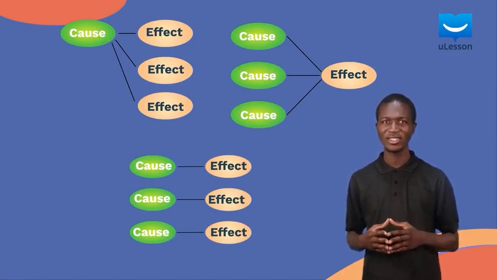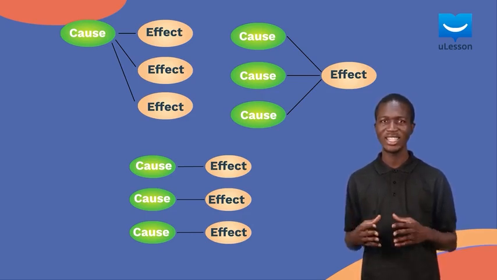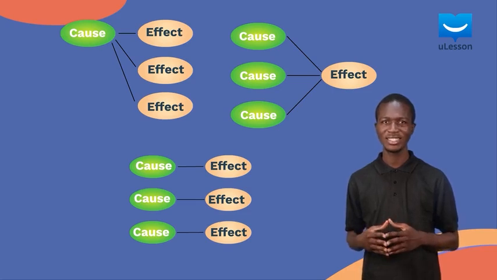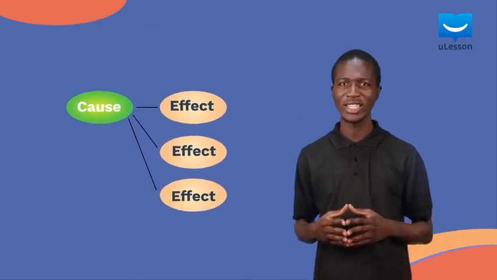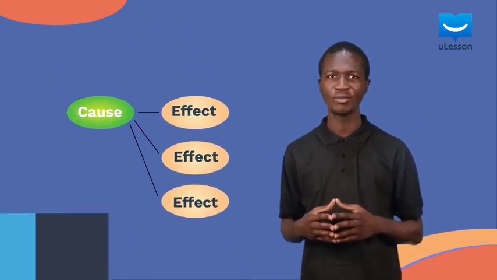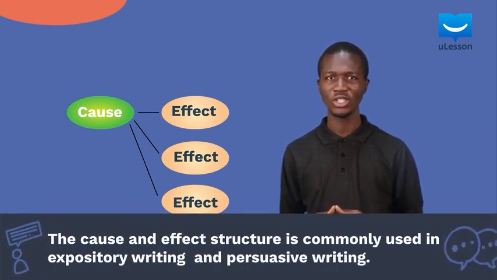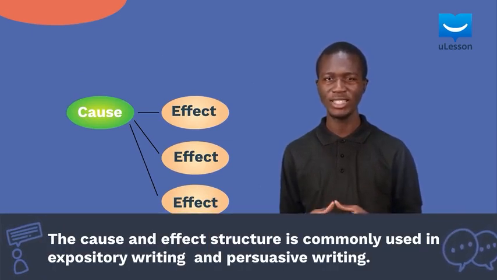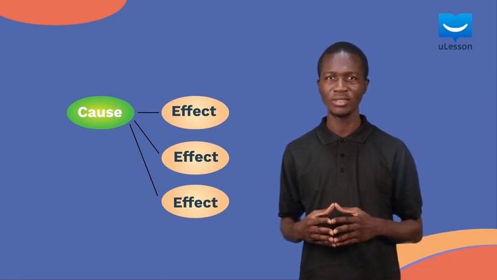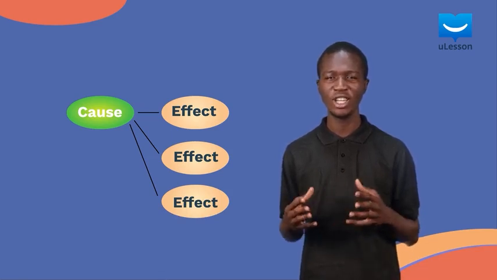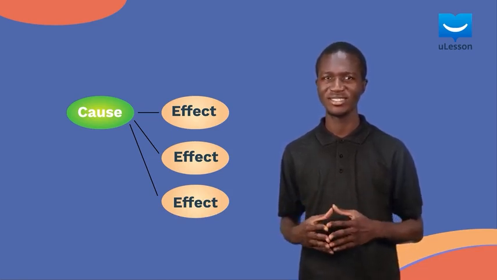This makes it easier for the reader to understand their train of thought and to easily identify how these ideas are connected. In this lesson, we will focus on the cause and effect text structure. The cause and effect structure is commonly used in expository writing and persuasive writing because both of these involve a lot of explaining and convincing.